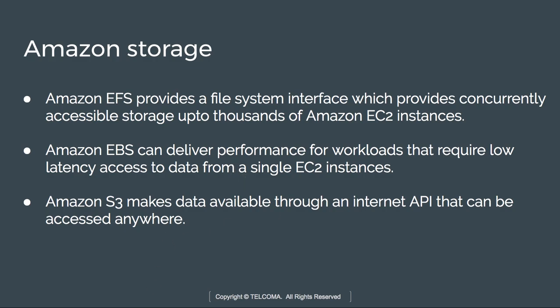Next we have Amazon S3. It is an object storage service. S3 makes data available through an Internet API that can be accessed from anywhere we require it. So S3 is basically object storage. EBS is used for the lowest latency requirements and EFS is for the higher-level ones. That means if we have thousands of EC2 instances that require concurrently accessible data, in such cases we can use EFS.